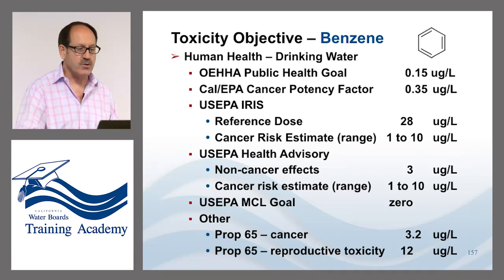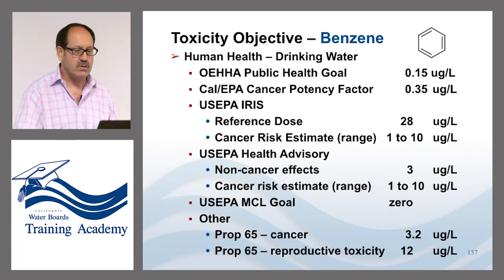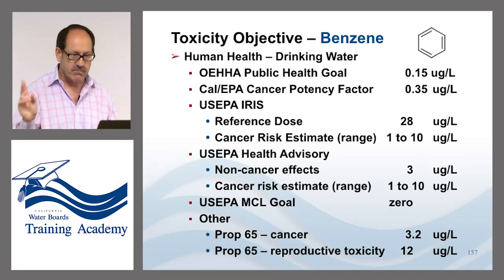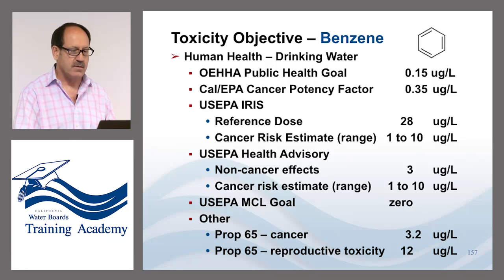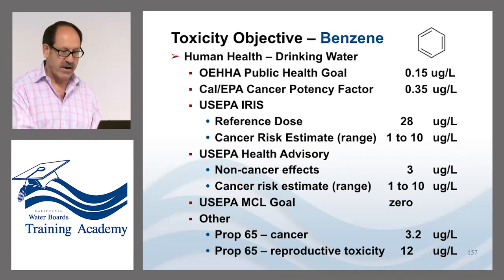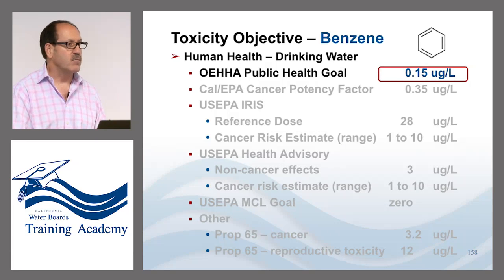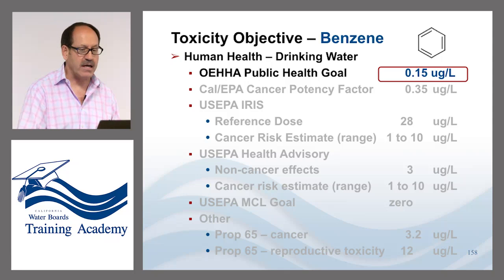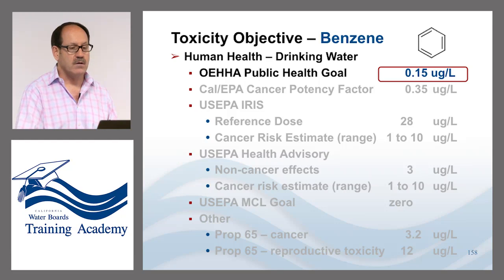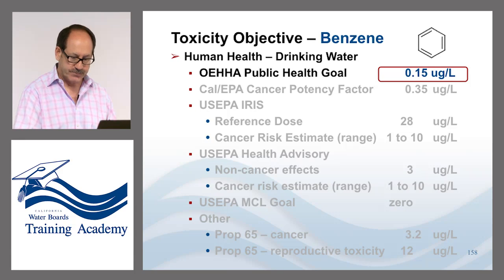Benzene, similar situation. We've got a public health goal, cancer potency factor. You know now why they're different. IRIS values, health advisories, MCL goal again of 0, carcinogen, and Prop 65, cancer risk and reprotox values. And again, public health goals, sister California agency, consider more exposure pathways. It's a volatile organic and are regularly updated.